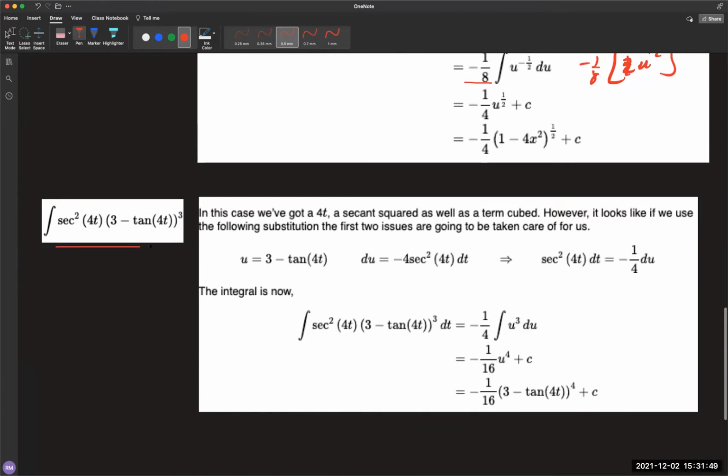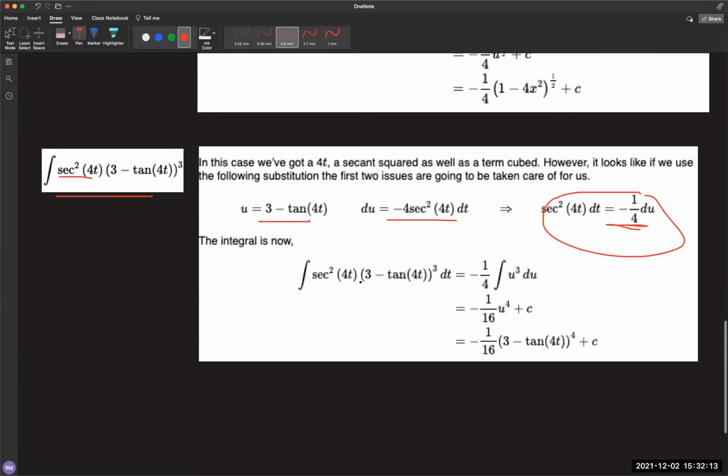And then here's one with tangent. Same thing, this constant pops up in secant, right? That relationship, let u equal 3 minus tangent 4t. Take the derivative, and it's not perfect, I see secant squared 4t, there's a -4. And so again, that -1/4 happens over here, and then you could integrate again. So keep that in mind, that constant pops up.